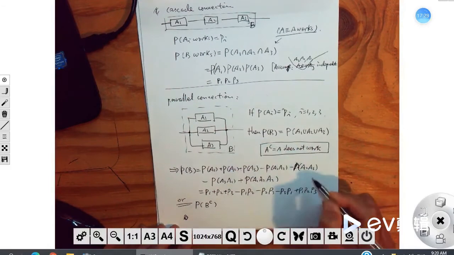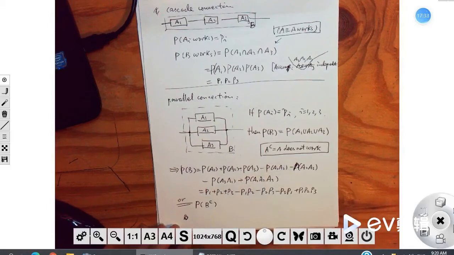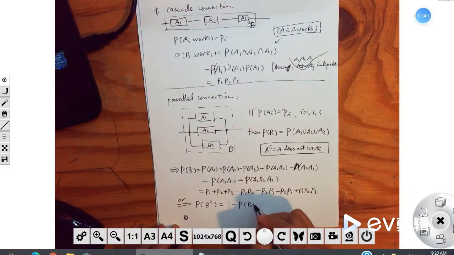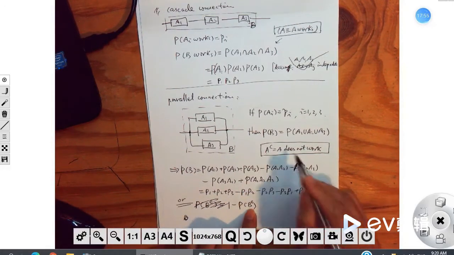Alright, so A means A works, and A complement means A doesn't work. I use this notation. So B complement means the whole thing doesn't work. In which case does it not work? This is 1 minus PB, right? No, sorry, 1 minus PC. Yeah, this is PB. So 1 minus PBC. PBC means it doesn't work.